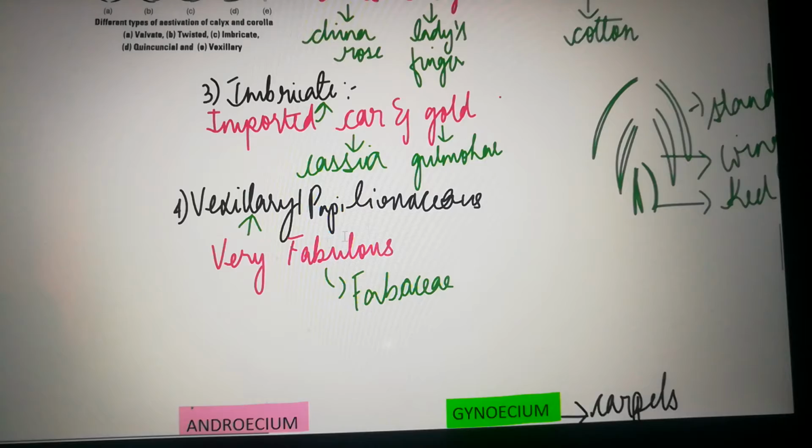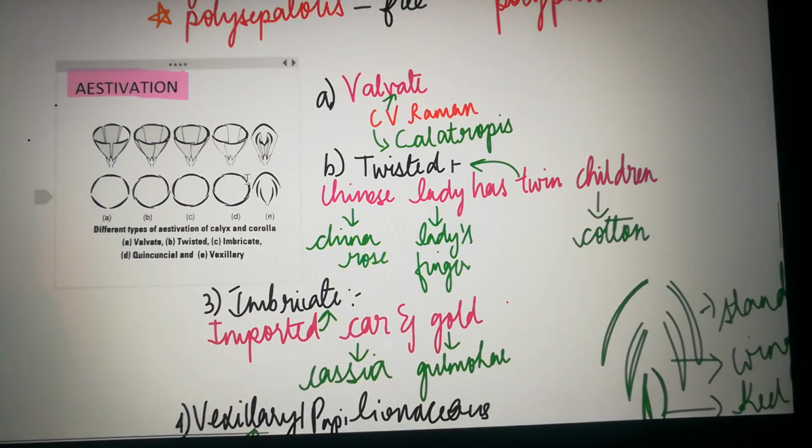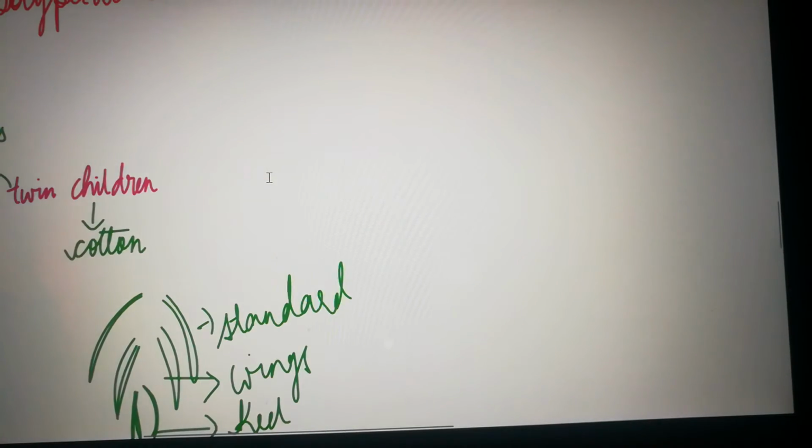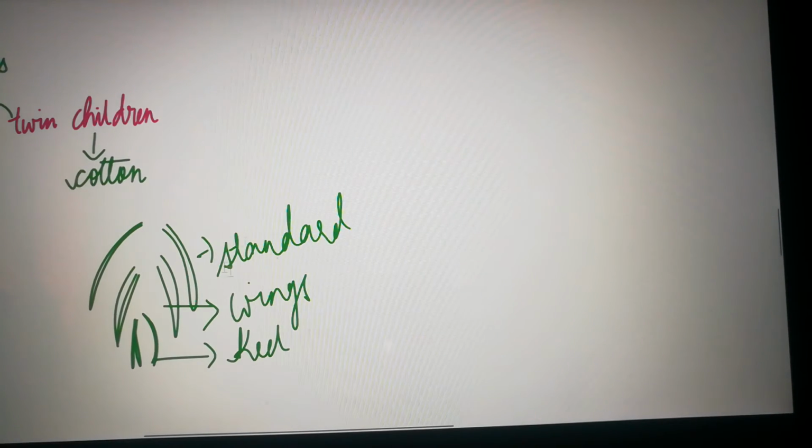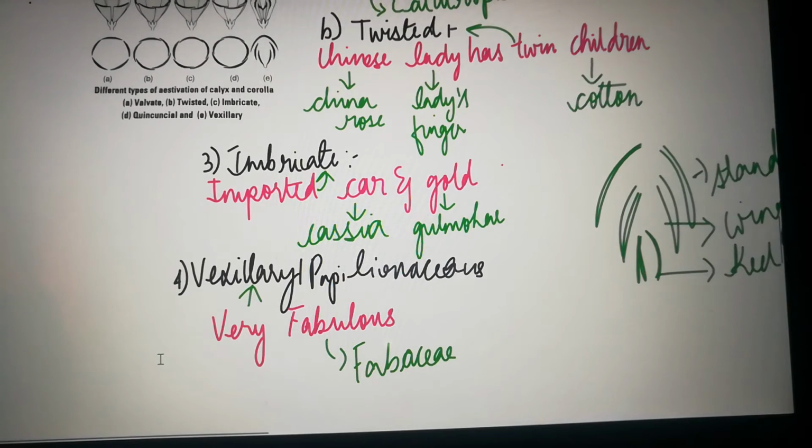So here, in this type of estivation, you can see that there are two standard sepals or petals, and then there are two wings, and this is important. It's usually asked.